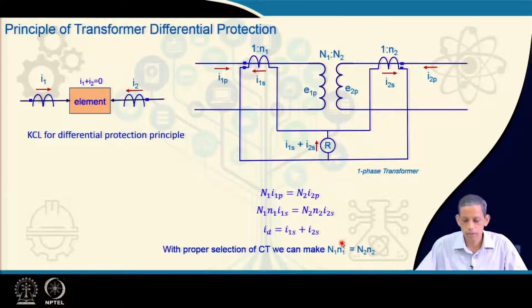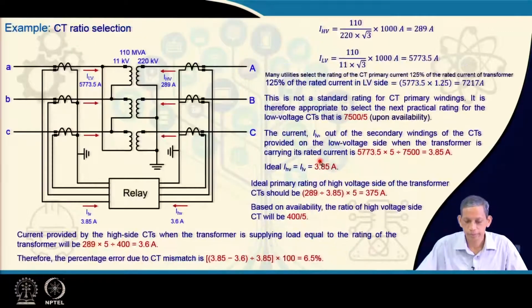That is, depending upon the corresponding transformer turns ratio capital N1 is to N2, the corresponding small n1 and small n2, the CT ratio should be selected. So, during normal situations this branch current becomes 0, and in case of any internal fault, this is no more 0. So, that clearly shows that internal fault can be identified by this arrangement.